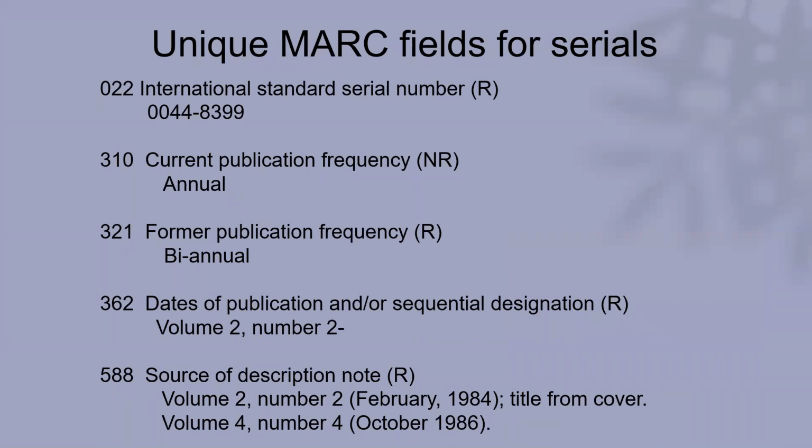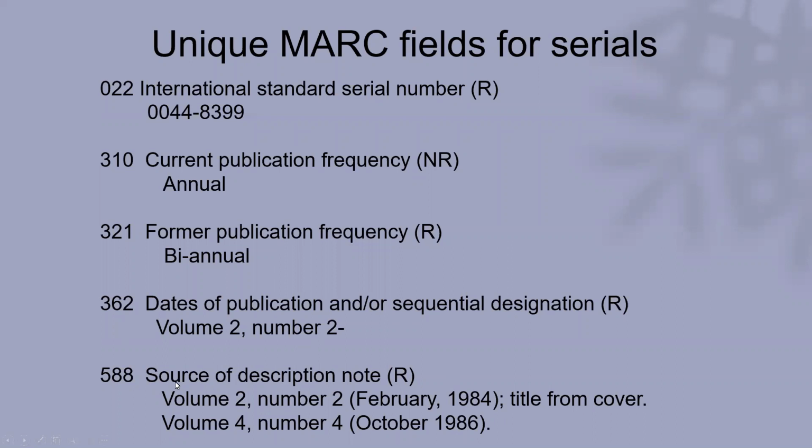So there are some unique MARC fields for serials. For one, we talked about it briefly before, the International Standard Serial Number, or the ISSN, is coded in MARC tag 022. I'm sorry, I said ISBN 020, but it's 022. It is the identifying number of the serial that can be authorized by the National Serials Data Program. It's 8 digits in 2 groups of 4, separated by a hyphen.